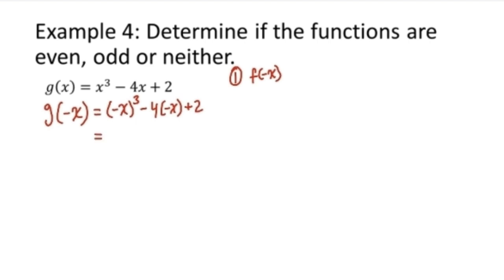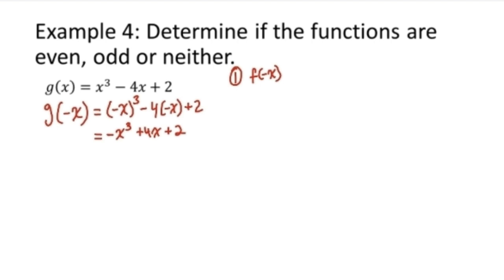Well, if I multiply negative x to itself 3 times, my answer is going to be negative, and x times x times x is x cubed. So I get negative x cubed without the parentheses. For the negative 4 times negative x, I get plus 4x, and then plus 2, nothing to simplify. Notice how g of negative x is not the same as our g of x.